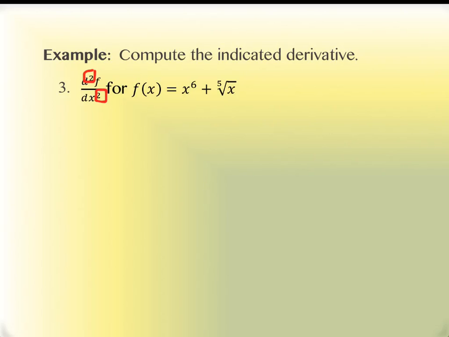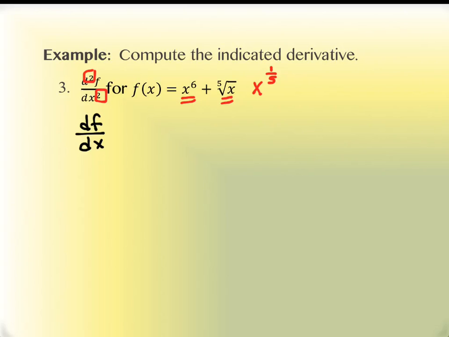However, in order to do this, I still have to find the first derivative, which with the notation they're using in the problem would be df dx. Now, x to the 6th is in a form that uses the power rule. However, the 5th root of x, I don't have any radicals in that notation. How can I rewrite the 5th root of x to make use of the rules I do have? This is x to the 1/5.